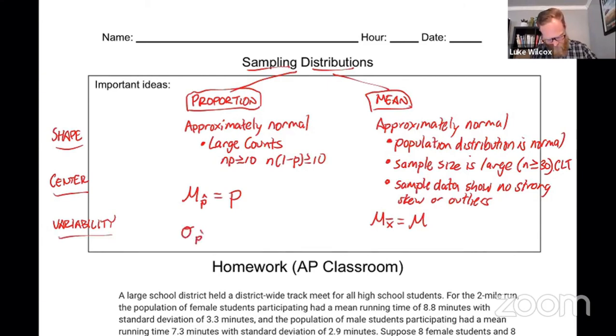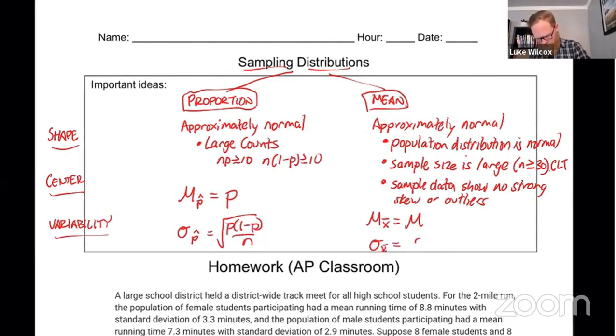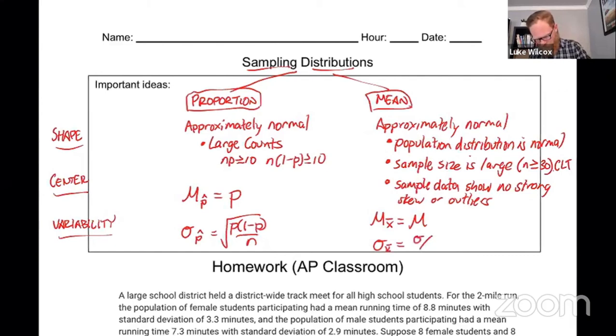And then finally, let's write our formula for standard deviation as a measure of variability. Standard deviation of p hat, which we arrived at in the activity, is the square root of p 1 minus p all over n, which we derived from the binomial distribution formula for standard deviation. And then over here for means, the standard deviation of x bar is equal to sigma over the square root of n.